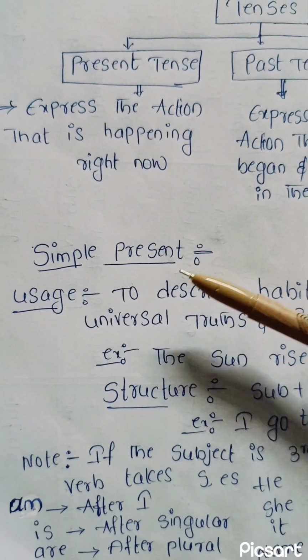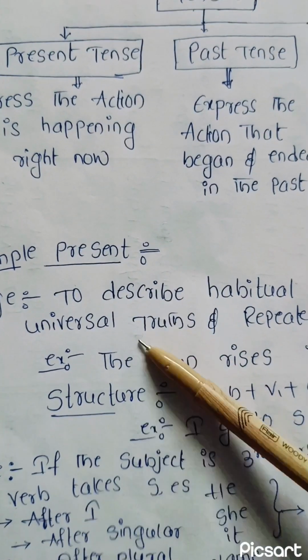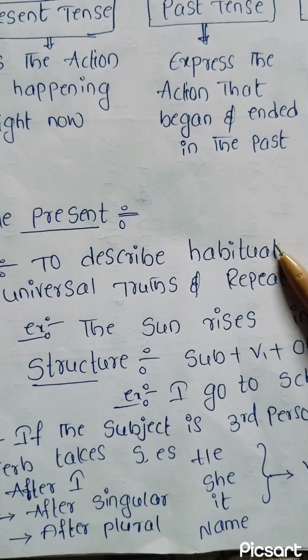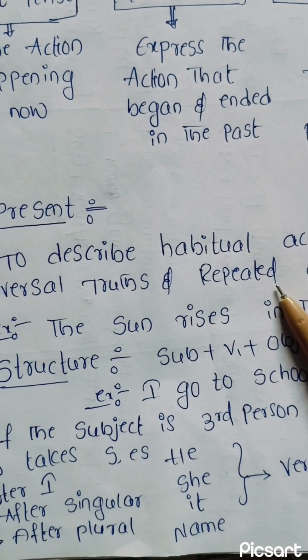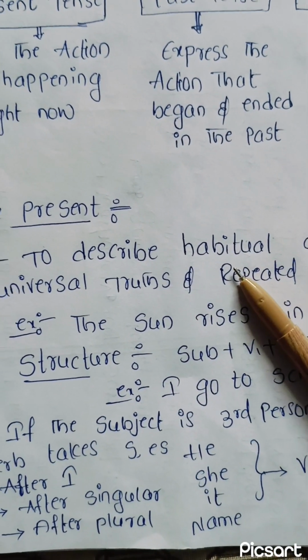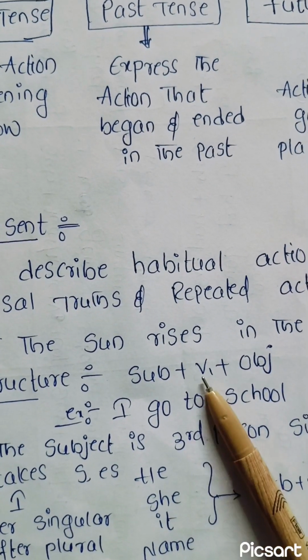First one is simple present. Simple present is used to describe habitual actions, universal truths, and repeated actions. For example, the sun rises in the east. The sun actually rises in the east. In that, there is no change. And the structure of the simple present is subject plus V1 plus object.